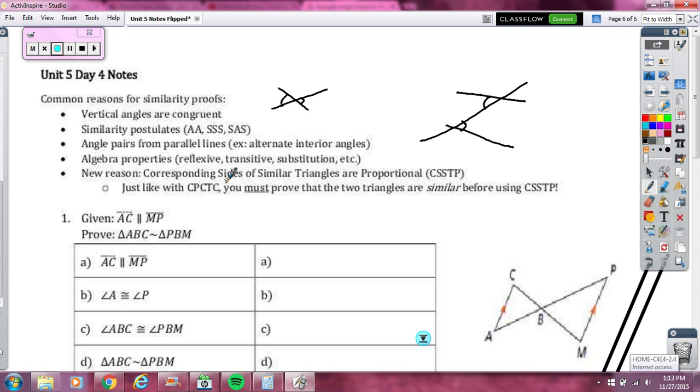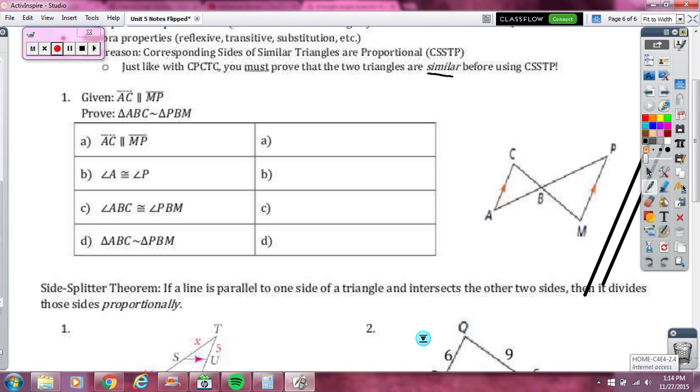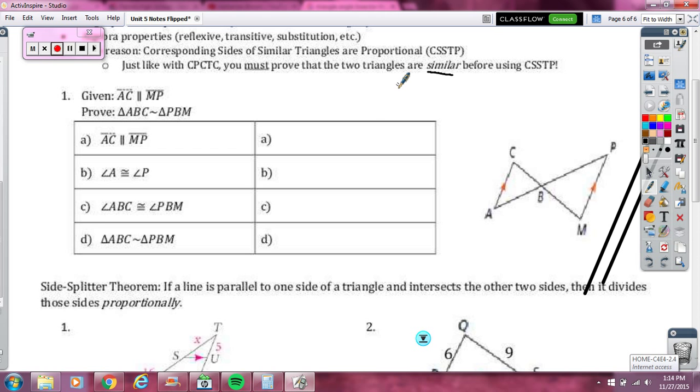CSSTP. Corresponding sides of similar triangles are proportional. It's really similar to CPCTC from our last unit, in that you must first prove that the two triangles are similar, and then you can go back and use the fact that the corresponding sides must then be proportional. Let's try one, and then we'll have some more to do in class.